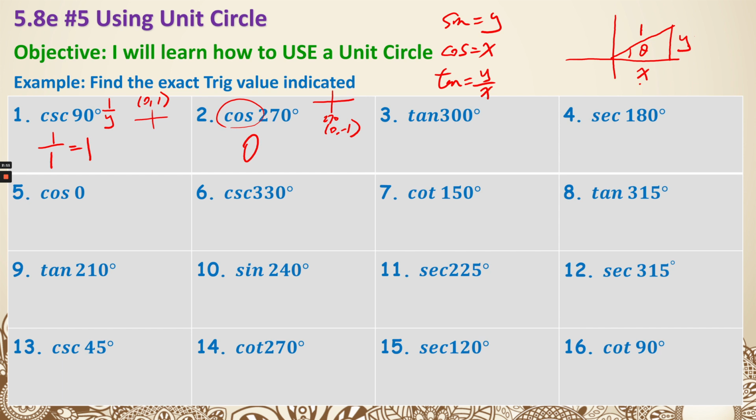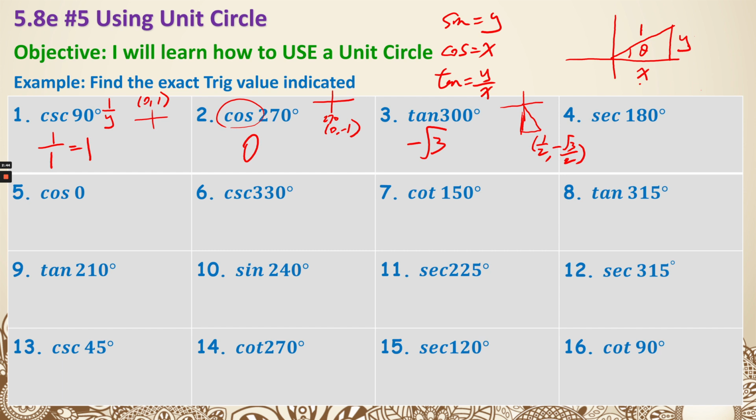Next, tangent 300 degrees. Okay, let's think about it. 300, where is it? It's actually going to be slightly past the 270. That's where it is. And if you recall, my y value is clearly the longer leg. So this is where we would have a positive 1/2 and a negative square root of 3 over 2. My tangent is y over x, so it's going to be a negative square root of 3 over 1, which is just going to be negative square root of 3.